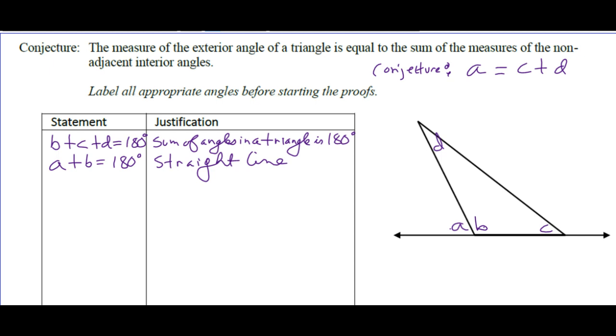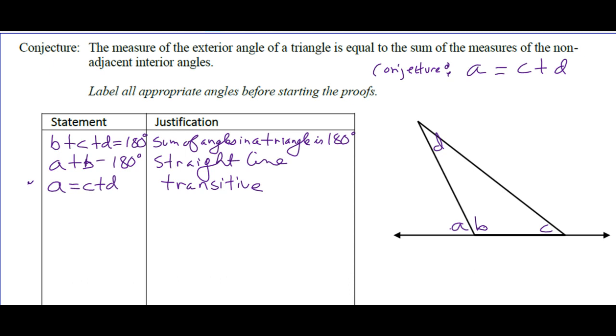So what can we say? These two guys are the same. So what can you say about this and these? A equals C plus D. Yeah, A is equal to C plus D, right? If B plus C plus D is 180 and A plus B is 180, then A must be equal to C plus D. Okay? And that's the transitive theorem, right? So A is equal to C plus D. Transitive.